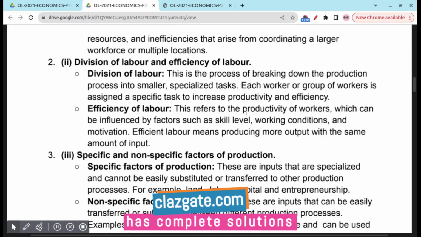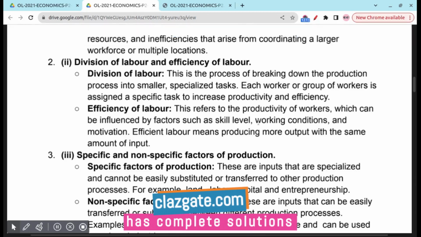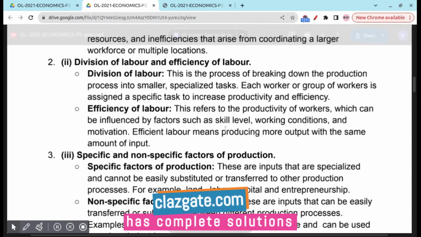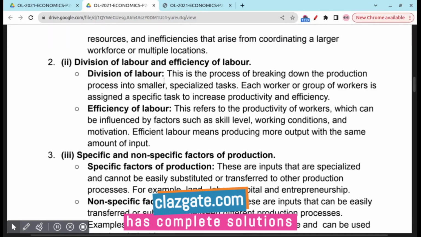Efficiency is more like output. It's the productivity of workers, which can be influenced by factors such as skill level, working conditions and motivation. So efficiency of labor means producing more output with the same amount of input. But division of labor means you're dividing workers according to what they're good at.